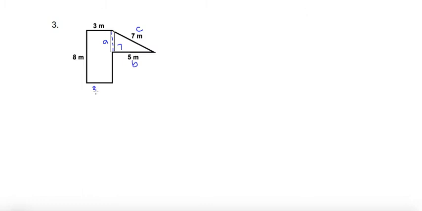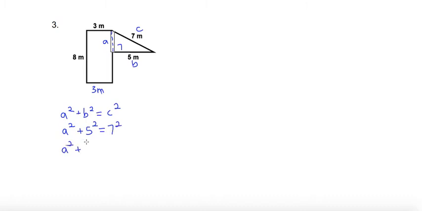So down here I know this is 3 meters because this is the same as the top of my shape, but I'm going to use Pythagorean theorem to solve for my A. So I'm going to do that first. So a squared plus b squared is equal to c squared. Remember, I don't know what my a is yet, but I'm going to calculate that. My b is 5, so 5 squared, and my c is 7, so 7 squared.